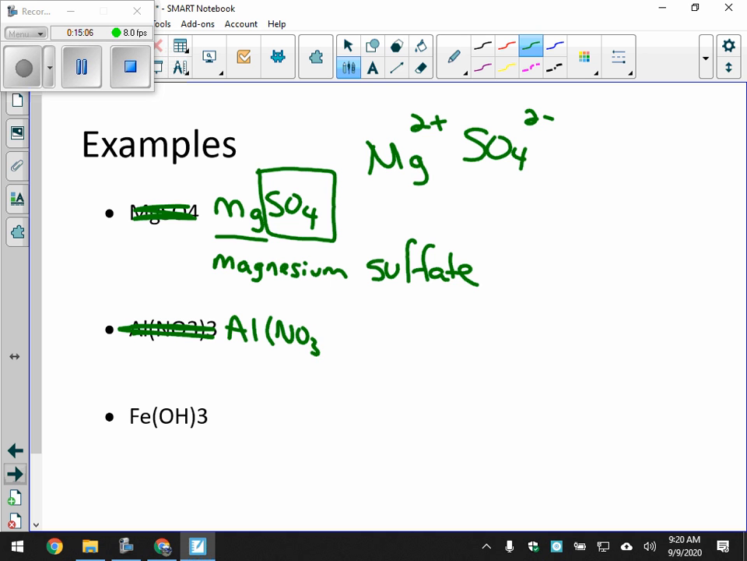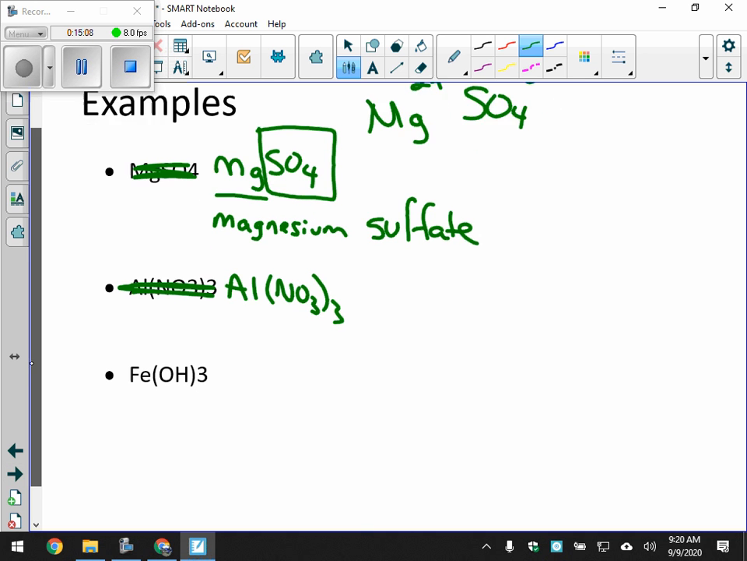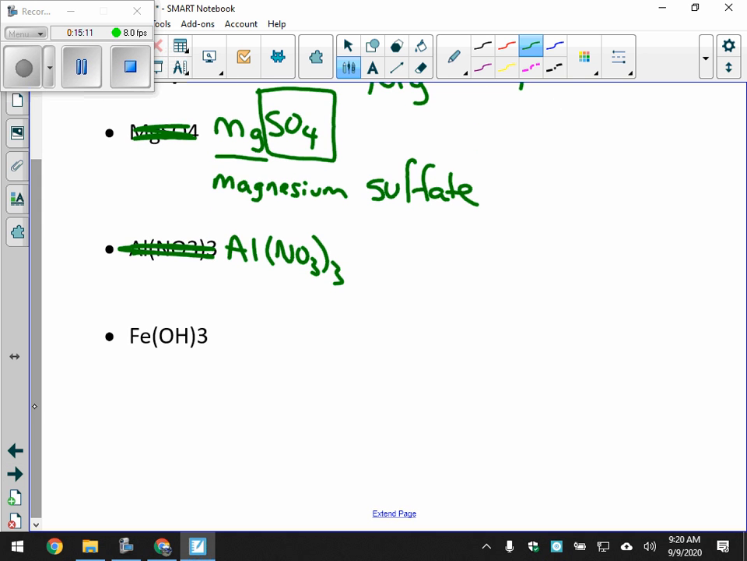Then we have this one here. Questions, anyone, so far? This one here, same thing. The first part has to be the metal. So I have some Al here. That's my metal. That's aluminum.